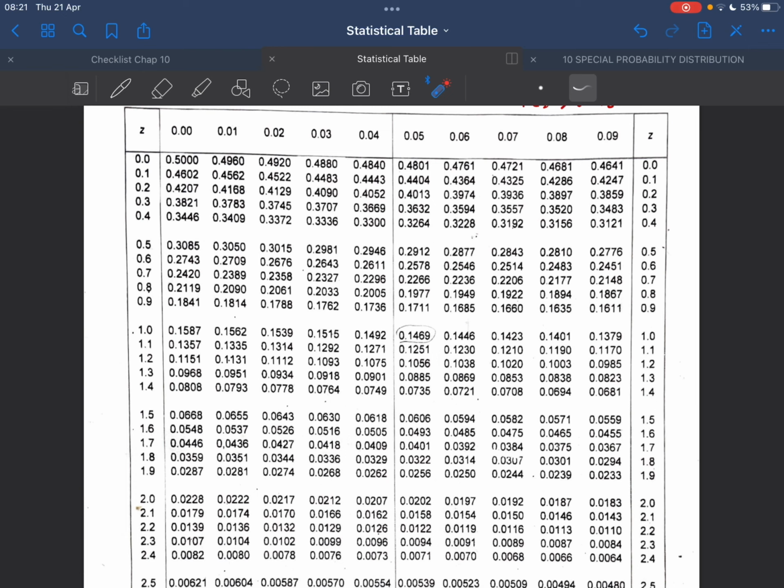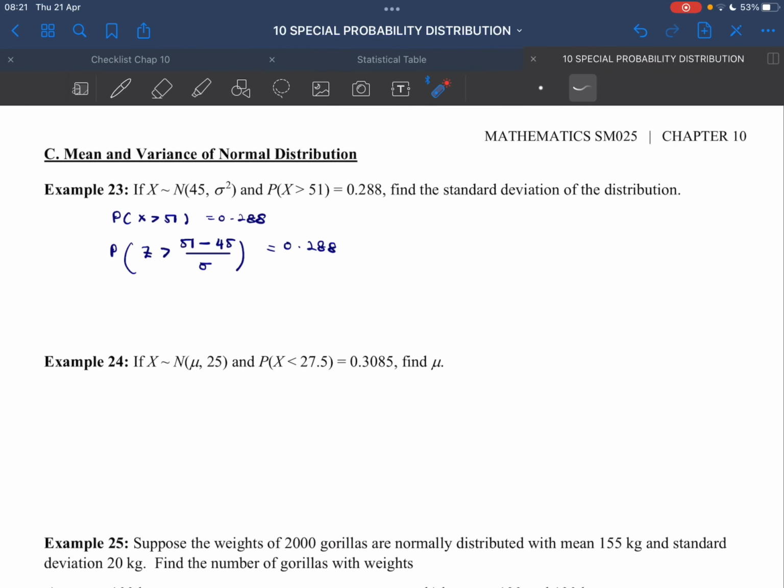So from here we have 0.56. Here we have 51 minus 45, which is 6, over sigma, equals 0.56. So here we have the final answer. Our sigma is equal to 10.71, or our standard deviation is equal to 10.71.